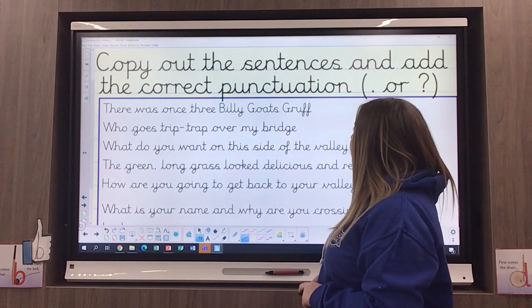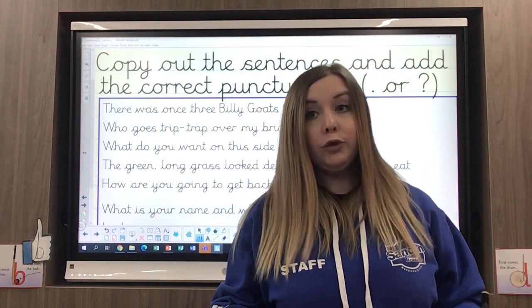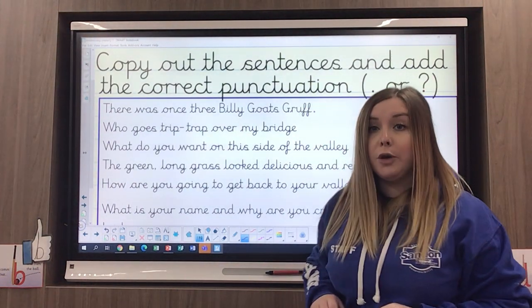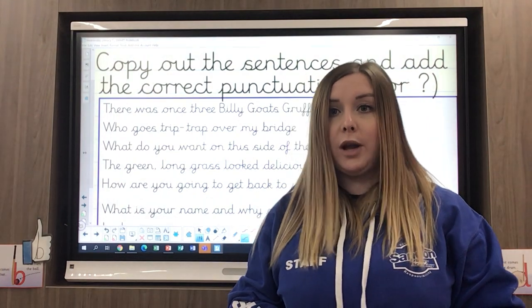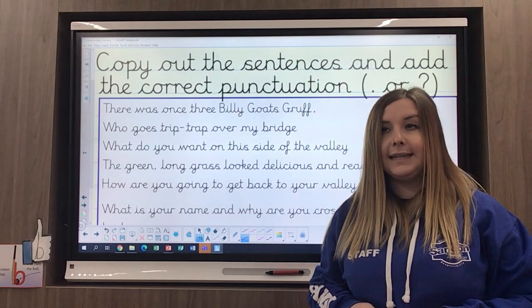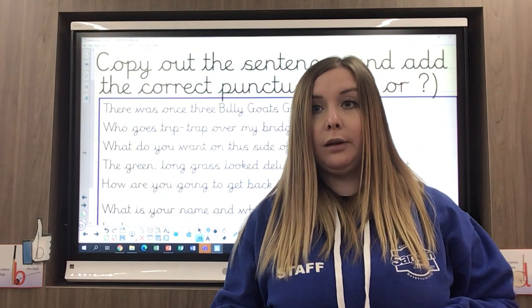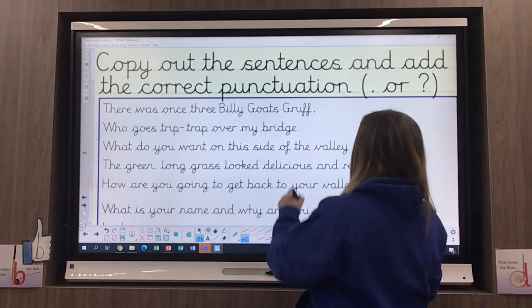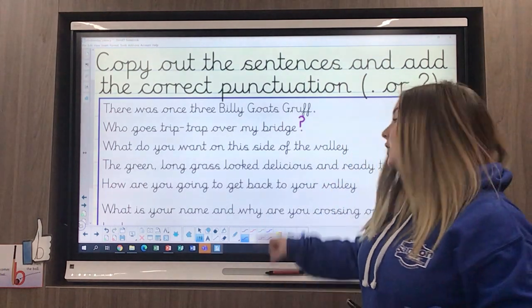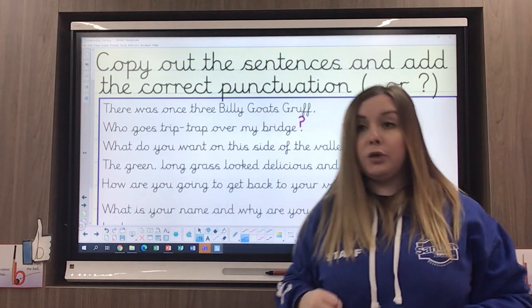There was once three billy goats gruff. Now is that a question? Is it asking me anything? No, so that's just going to be a full stop. Who goes trip-trap over my bridge? Is that a question, Year 4? Have a think. Is it a question? Is the troll trying to find out the answer to something? And he wants to know who's crossing the bridge. So you can see how I've used these sentences and ended them using the correct punctuation.